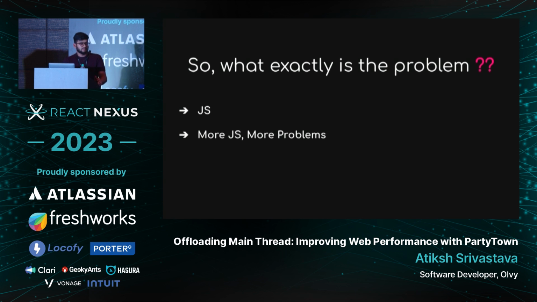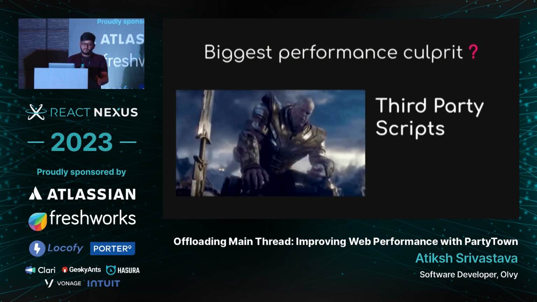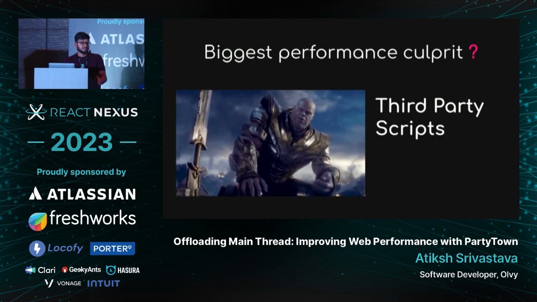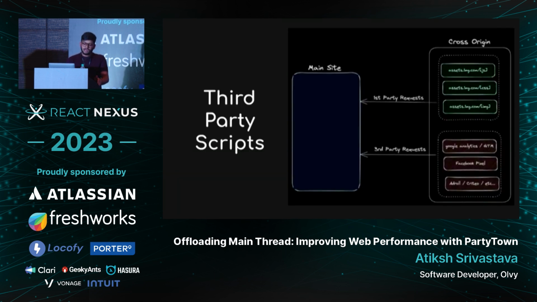More JavaScript, more problems. It increases your time to interactivity, reduces the render performance, and at times also increases the total blocking time for our main client-side code. And the biggest culprit here is third-party scripts. So what are third-party scripts? Not every cross-origin request can be termed a third-party script. Basically, having another service's code running on our website can be termed a third-party script.